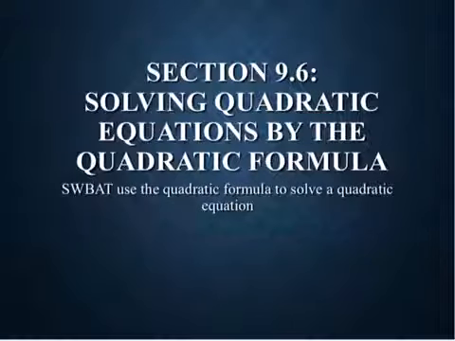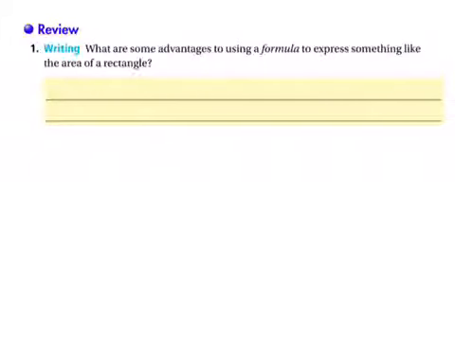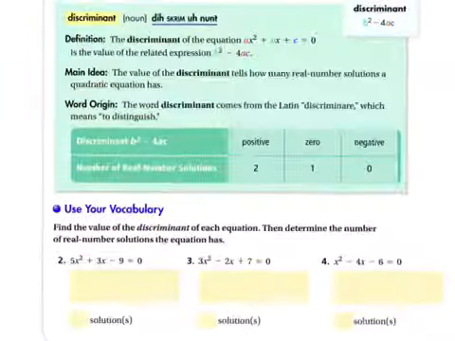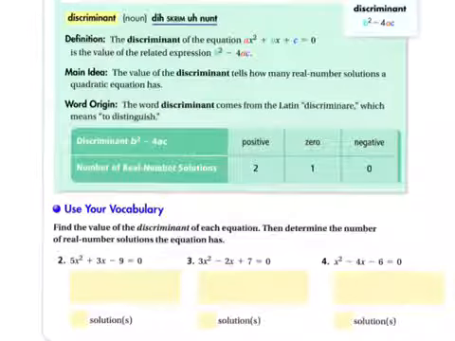Welcome to Algebra 1, Chapter 9, Section 6, Solving Quadratic Equations by the Quadratic Formula. Some of the advantages to using a formula are that it's easier to remember and it's easier to write out. Can you come up with any others? Our vocabulary word is discriminant.